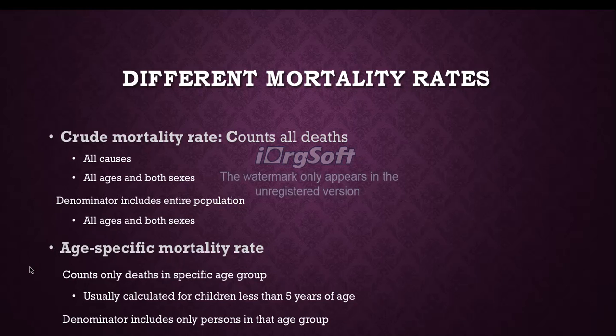There's also a different type of mortality rate called age-specific mortality rate, which counts only deaths in a specific age group. It is usually calculated for children less than 5 years old. The denominator includes only people in that age group, as I mentioned earlier.